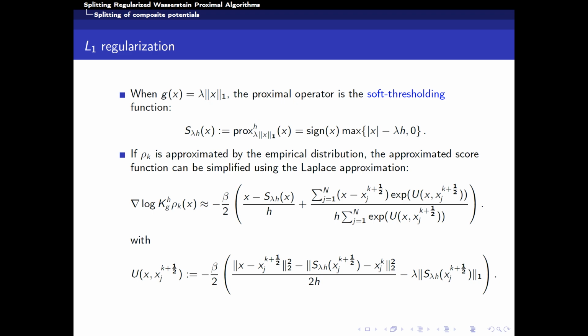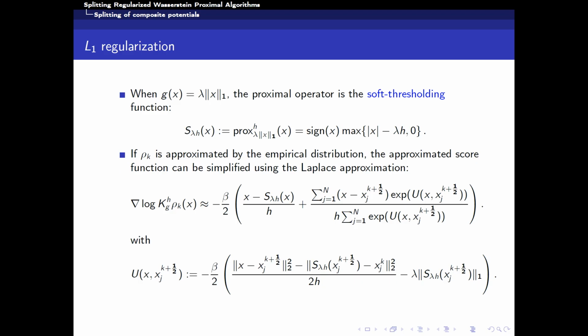And so this is the proximal operator of the L1 norm. Once we record this explicit form for the proximal operator of the L1 norm, we can plug in everything we talked about before, the Laplace approximation to the kernel formula, and we can get an approximation to the gradient log of the rho K plus 1. So this is an approximation to the rho K plus 1. We can get the score function at the time Tk plus 1.